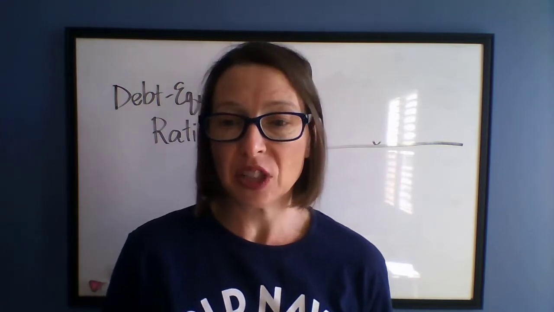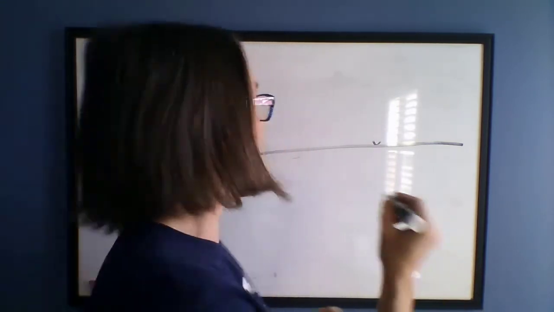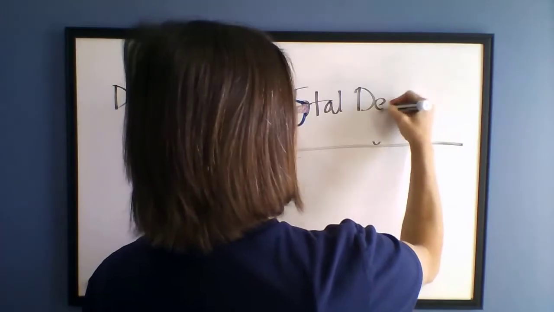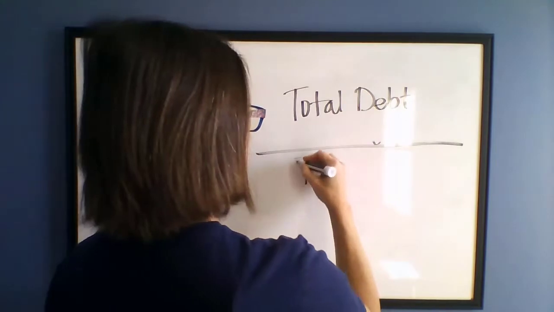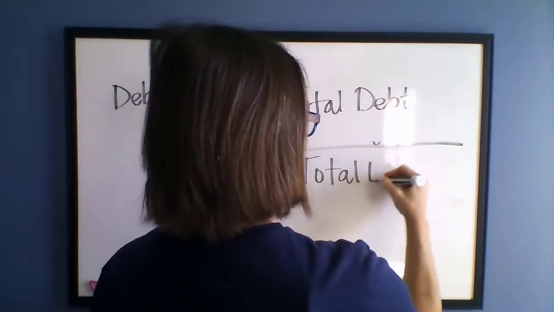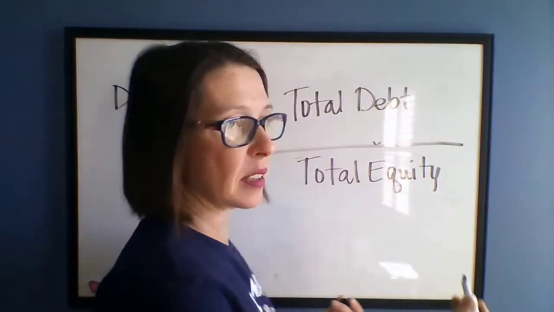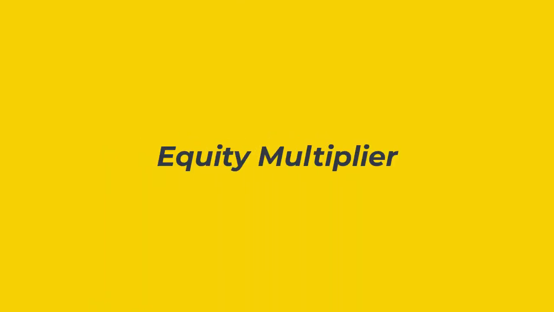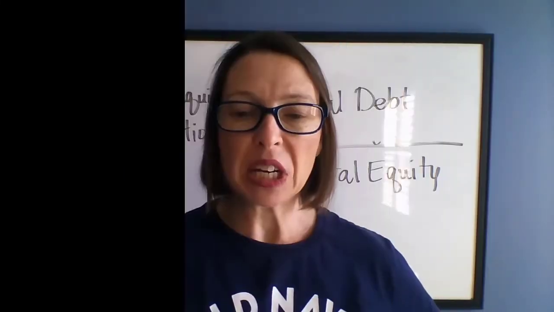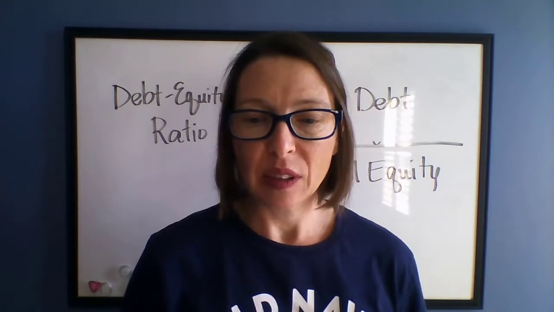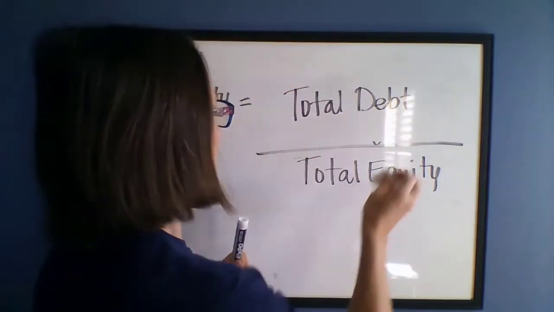Your debt equity ratio is pretty simple as well. We're going to look at our total debt, and we're simply going to divide it by our total equity. And then you're going to get a percentage. You can manipulate this. Another calculation that is used and looked at is the equity multiplier. So let's take a look at this as well.